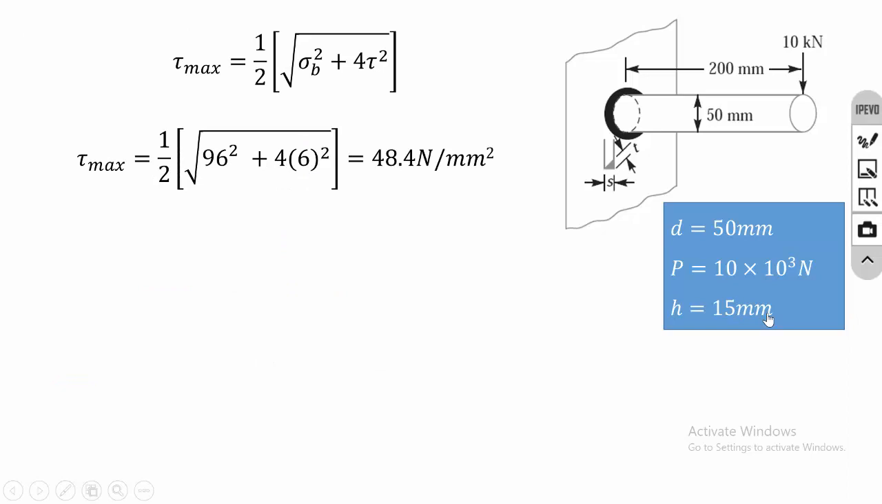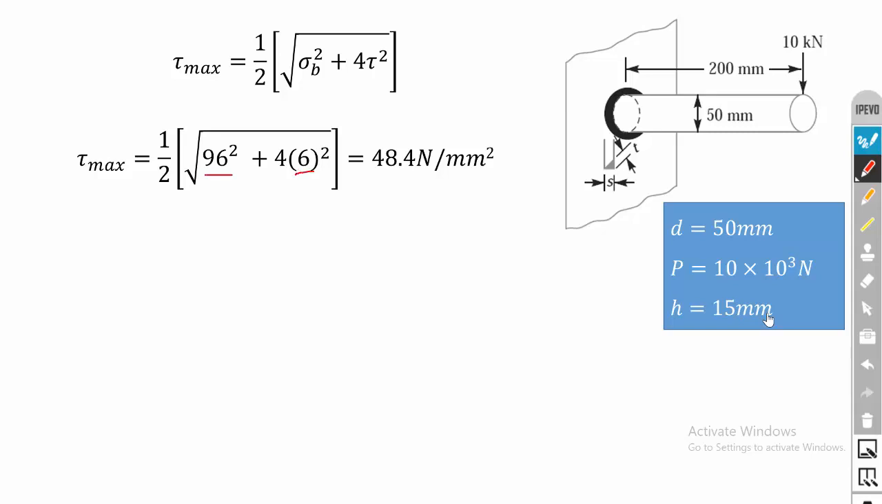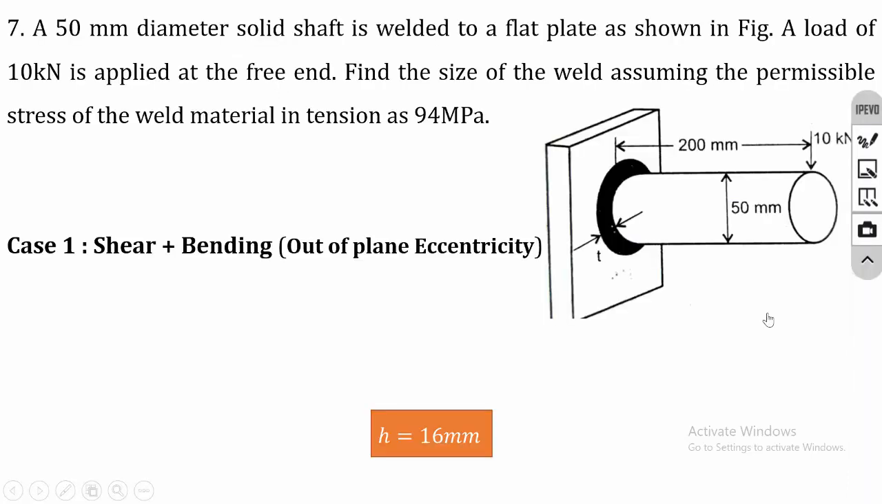The next one is maximum shear stress. Okay, so you can use tau max equation. Tau max is equal to half root of sigma B square plus 4 tau square. Okay, so substitute the value of sigma B and tau, you can calculate the tau max value. Okay, so in some problems they will give the sigma max or tau max value and they may ask you to calculate the weld size H, or otherwise they will give the weld size and they will ask you to calculate the sigma max and tau max value. Okay, fine. So this is how you have to calculate the maximum nominal and shear stress.